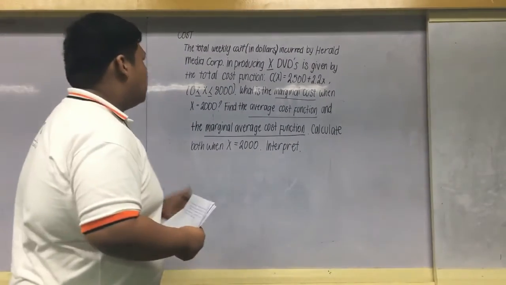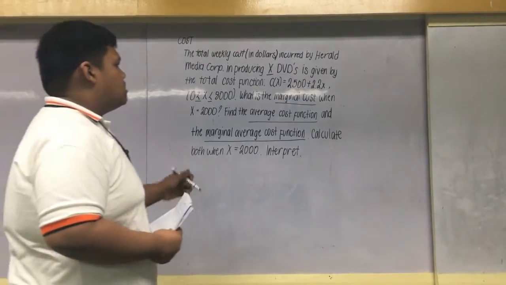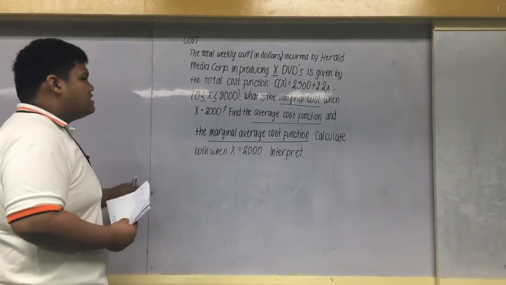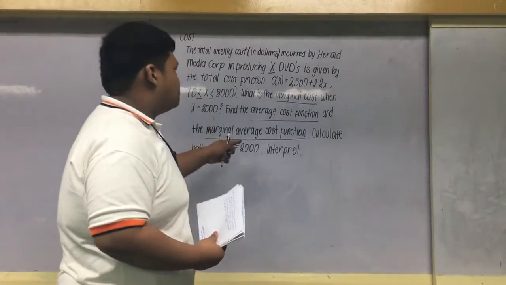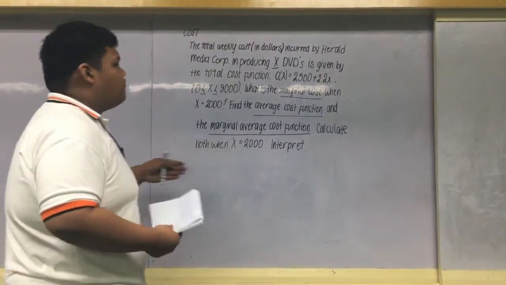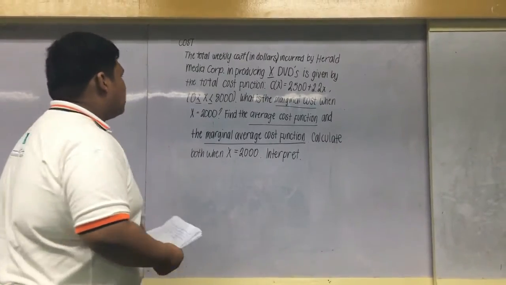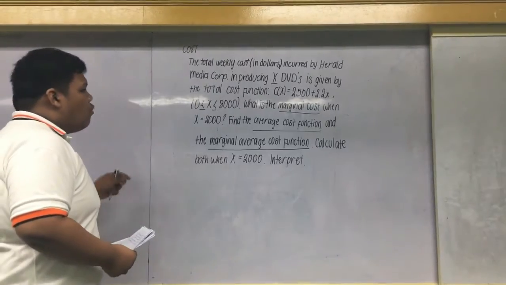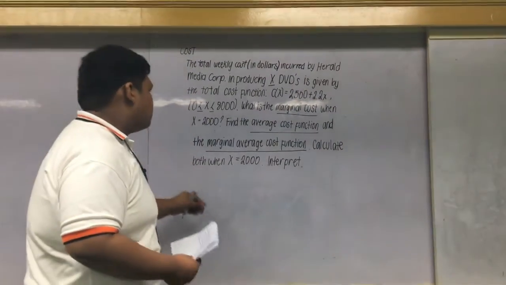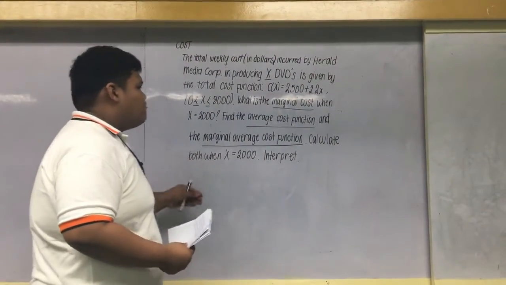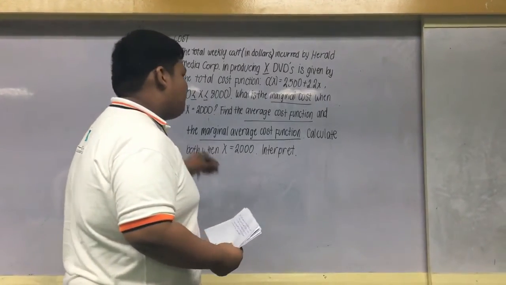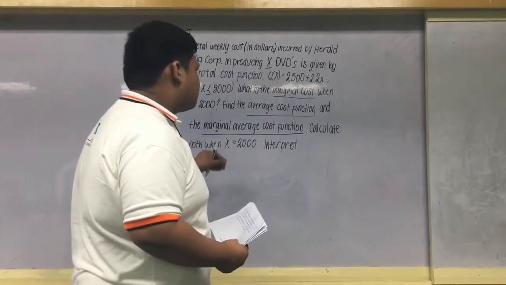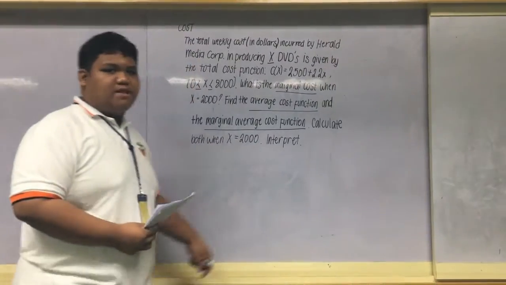So the problem is: the total weekly cost in dollars incurred by the Herald Media Corporation in producing x DVDs is given by the total cost function C(x) = 2,500 + 2.2x, with the number of DVDs produced not exceeding 8,000. What is the marginal cost when x = 2,000? And find the average cost function and the marginal average cost function. We would calculate both when x = 2,000, and we should interpret that.